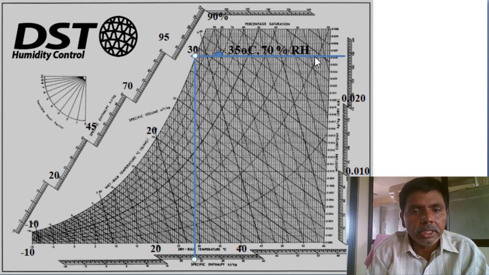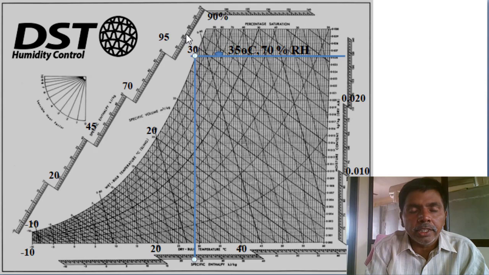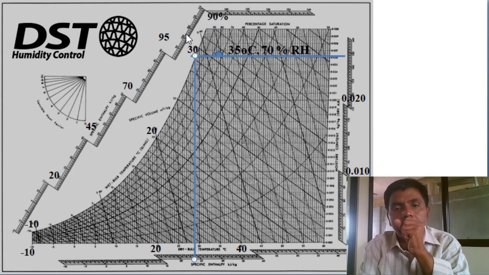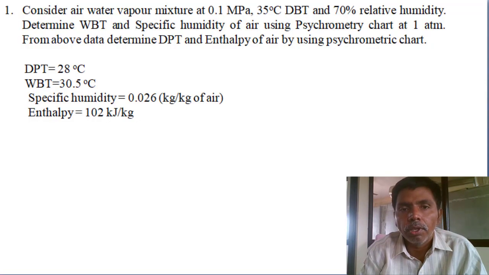Two properties determined. Next, what is the wet bulb temperature? This is the wet bulb temperature line. Using a scale, maintaining the same inclination, you will get maybe more than 30 degrees, maybe 30.5. The same line you extend to the enthalpy scale, you will get enthalpy 95, 100, more than 100 kilojoules per kg. All properties are completed. Again you see: dew point temperature 28, wet bulb temperature 30.5, specific humidity ratio 0.026 and enthalpy 102 kilojoules per kg. Simple.